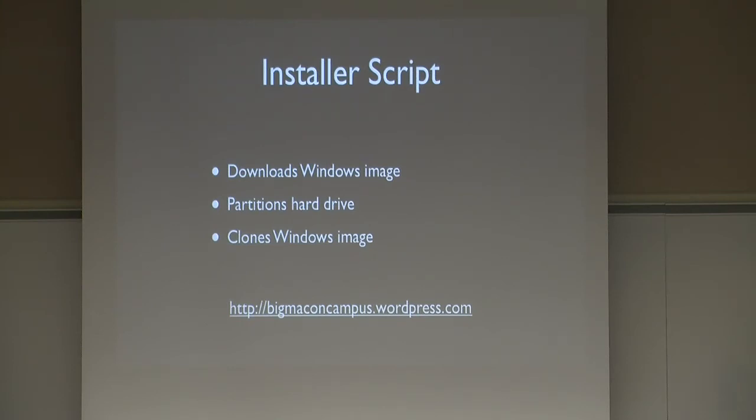That website at the bottom there, Big Mac on Campus, at wordpress.com. I've got a little article there with the main installer script. I wasn't going to go through every step in it. It has lots of error checking, making sure the environment's all right before it begins, that you've got enough free space. It initiates the downloading of the image file, as well as handles the cloning. You would need to modify certain portions of that. For instance, where you're going to house your image file, what web server, or what torrent tracker if you do it that way.